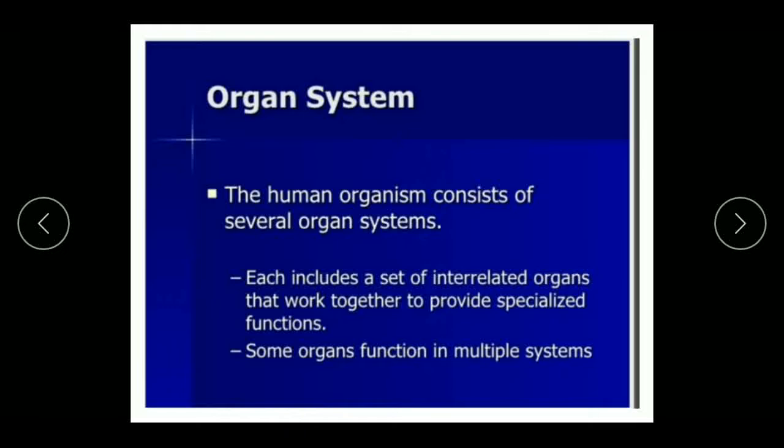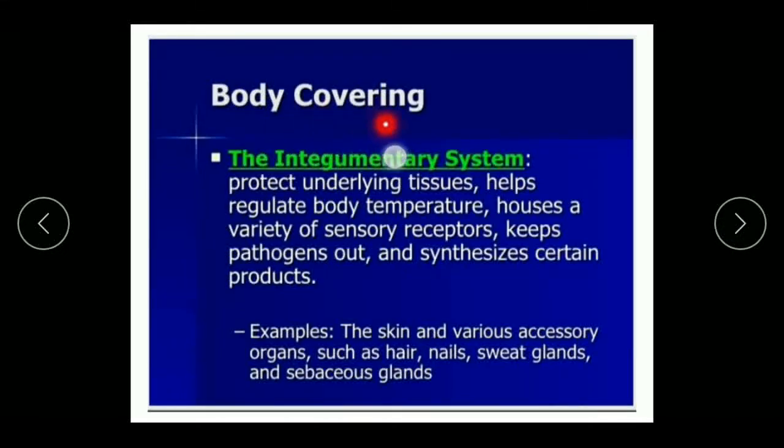Next, body covering, or the integumentary system. It protects underlying tissue. The function of the integumentary system is to protect internal organs and tissues and to help regulate body temperature. It is therefore also called a thermoregulator, because it regulates body temperature.